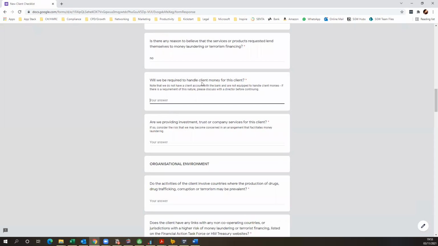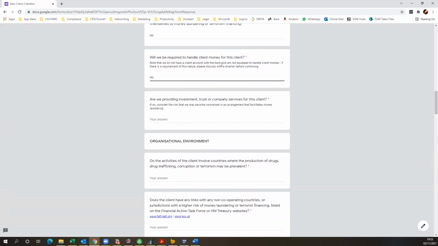There's a lot that we have to do, a lot of boxes we have to tick in order to handle client monies and have a client account. There's a lot more financial governance that goes with that. So we do need to be careful not to be taking on any work where that expectation would be held of us. At the moment, that may change in the future, but at the moment we can't.